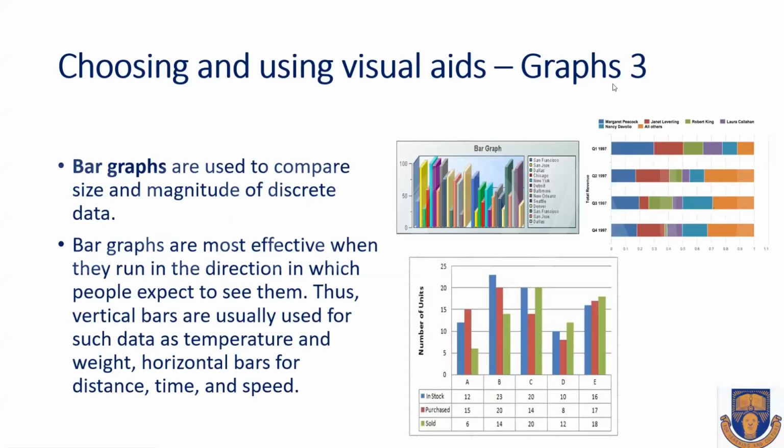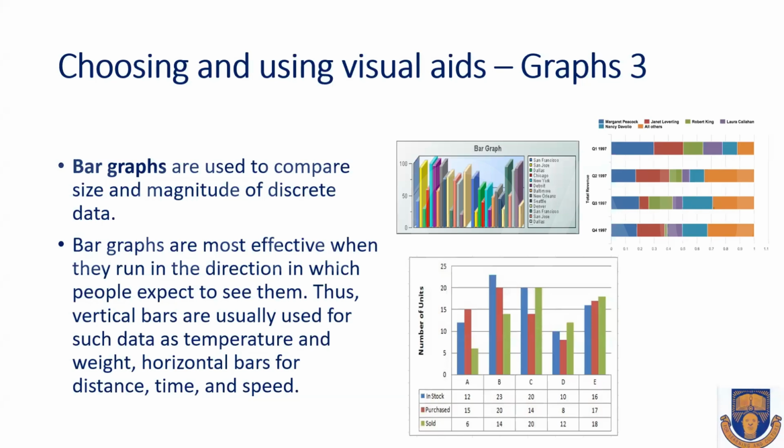There's a place for bar graphs. You use your bar graphs when you're comparing size and magnitudes. They're more effective when they run in the direction that people are expecting to see the data. For example, if you're representing temperature and weight, you then use the vertical. If you are representing time, distance and speed, you use the horizontal. They are bar graphs, but the way you use them also matters.